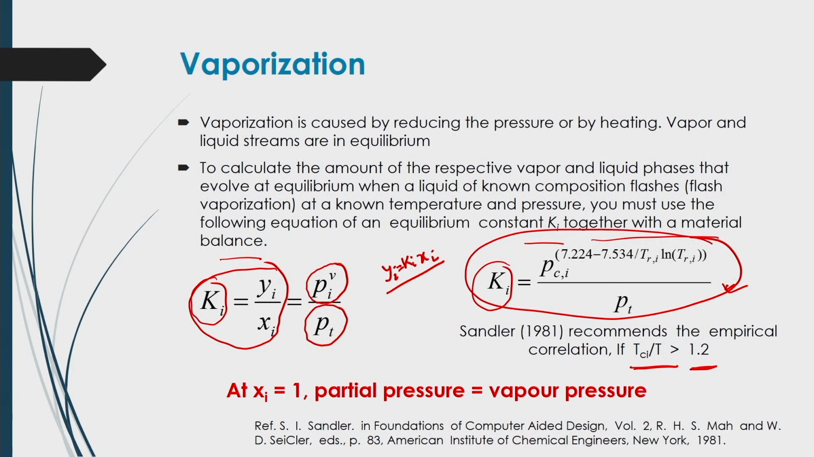Now, you have to remember that at x_i equal to 1, the partial pressure will be equal to the vapor pressure. So, you have to remember that for 100% of molecules of component i in the liquid phase, the partial pressure will be equal to the vapor pressure.